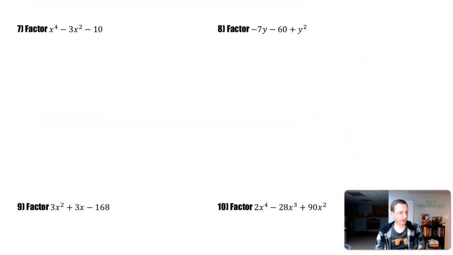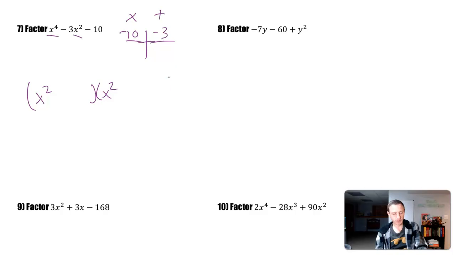Last couple problems. Factoring x to the fourth minus 3x squared minus 10. Same concept where we just have to find two numbers that multiply to the end and add up to the middle. But what you might notice here is this x to the fourth, and then the middle term is x squared. Think about what we would multiply by the same thing to get x to the fourth. Well, that would be x squared times x squared, because 2 plus 2 is 4.